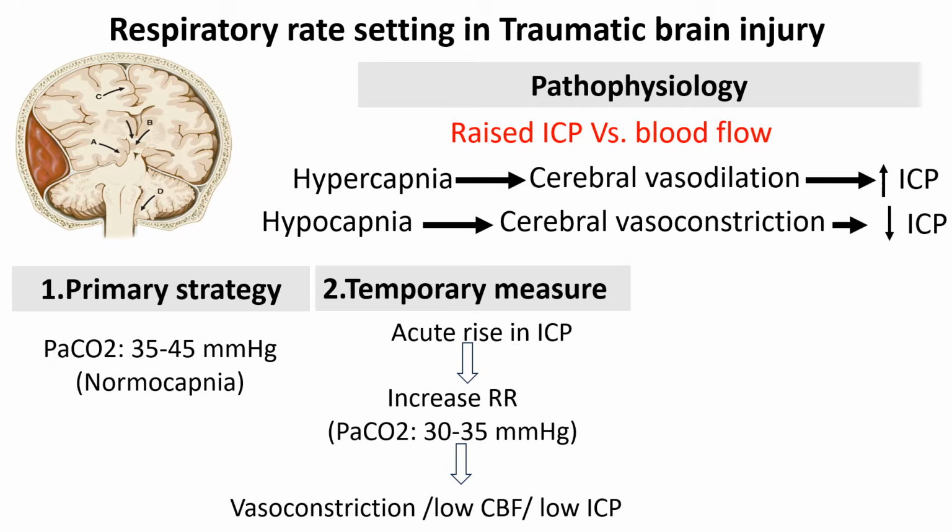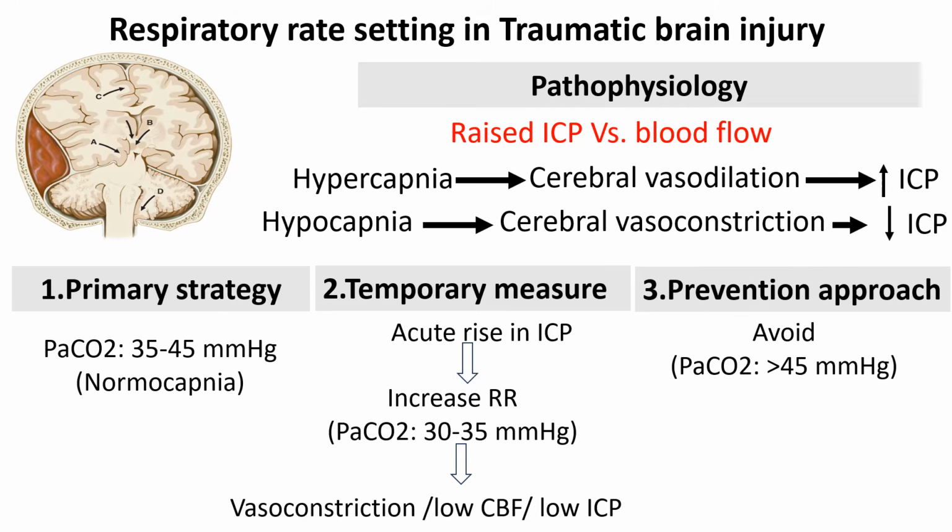Carbon dioxide levels above 45 mm of mercury must be avoided, as hypercapnia leads to cerebral vasodilation, increased cerebral blood volume, and worsening intracranial pressure. If hypercapnia occurs, increasing the respiratory rate can enhance carbon dioxide elimination. Regular arterial blood gas monitoring is essential to maintain an optimal balance between carbon dioxide clearance and cerebral perfusion.